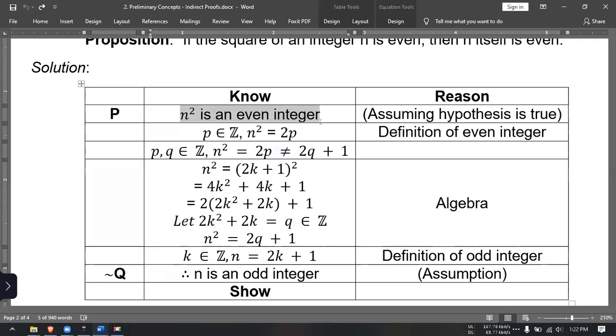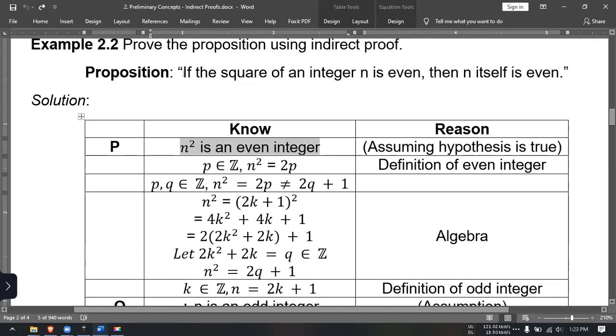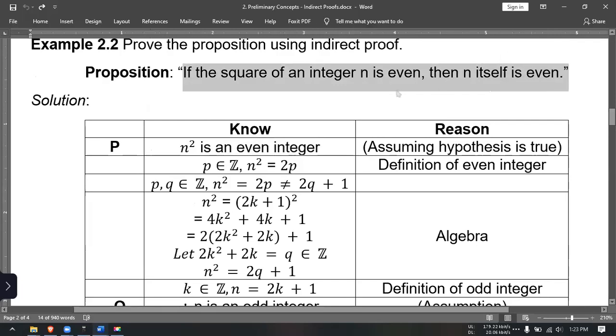Contradiction. Meaning, if we found a contradiction between our hypothesis and our conclusion, therefore our original statement must be true. So this statement, or this proposition, must be true. Nakuha nyo?